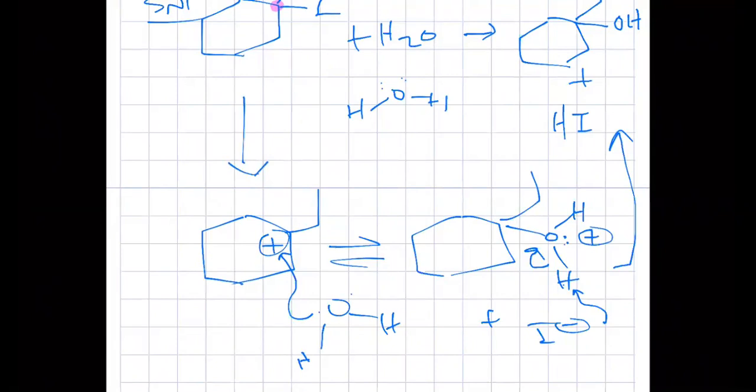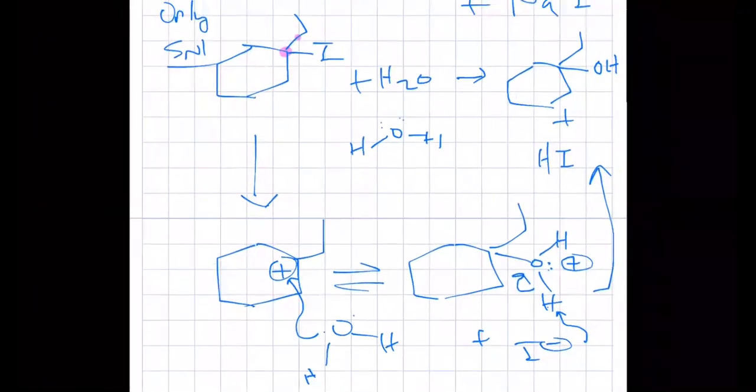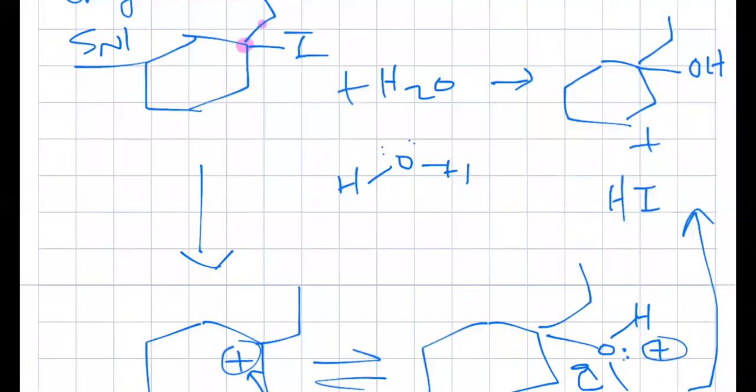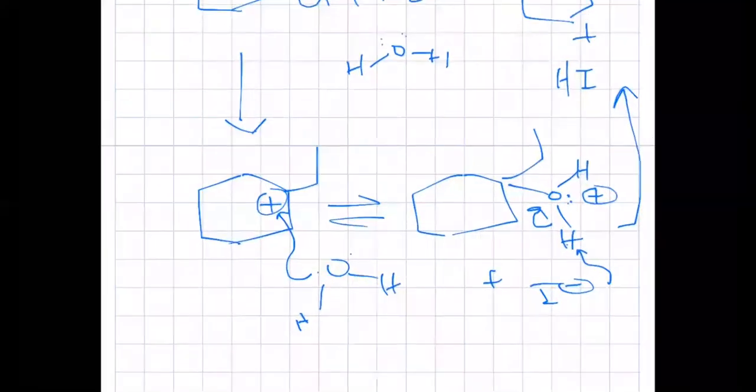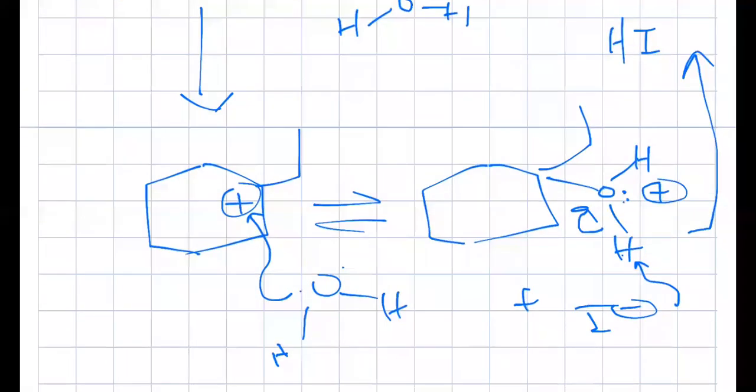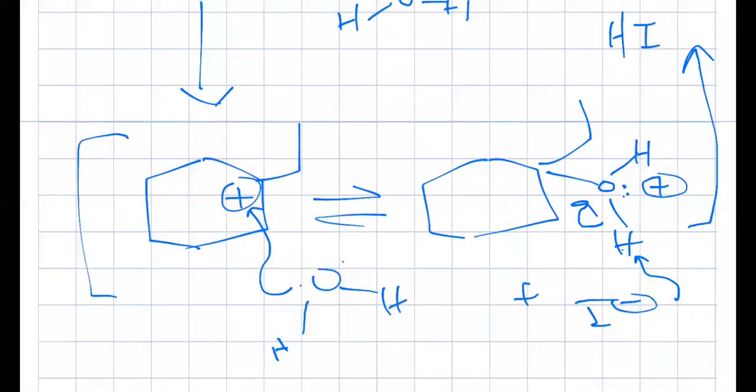We could start here, right? What's the first step in an SN1? The leaving group leaves. Leaving group leaves, right? So your intermediate is here. Right, so it's that plus I minus.